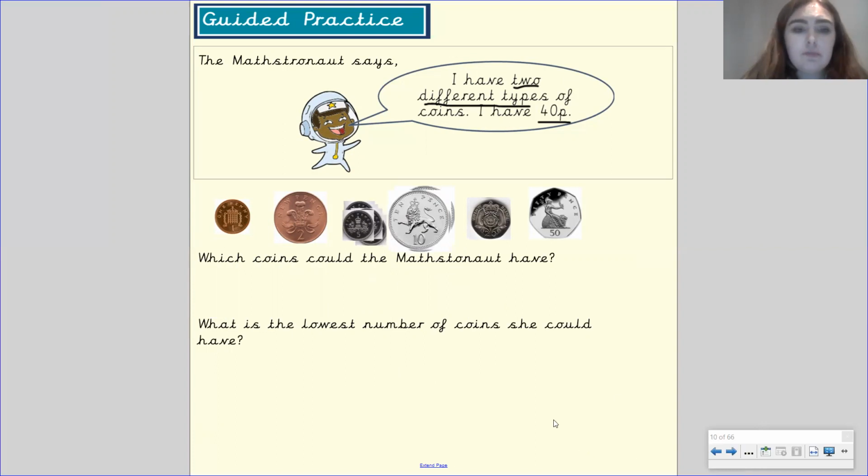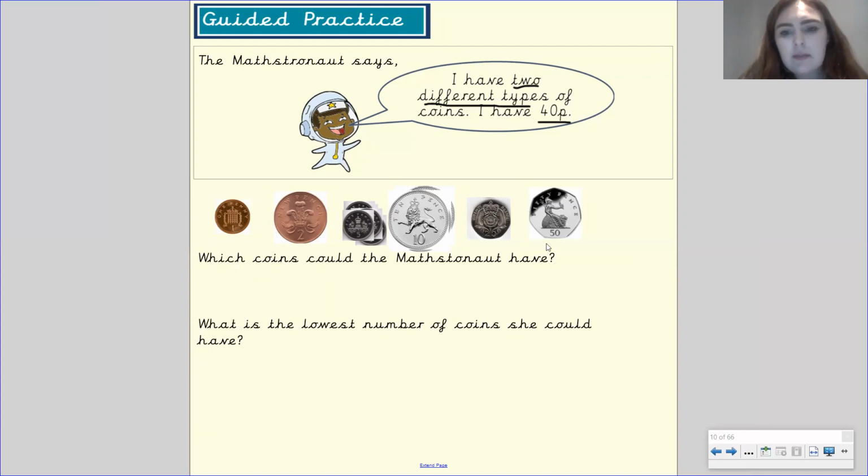And you also could have made it by using 1 pence and 2 pence. Now, if we did that, we would need a lot of them. So you could have made it by having maybe 21 1 pences and 10 2 pences. That could have been one way to make it. There's loads of different ways that you can make 40 using these coins.